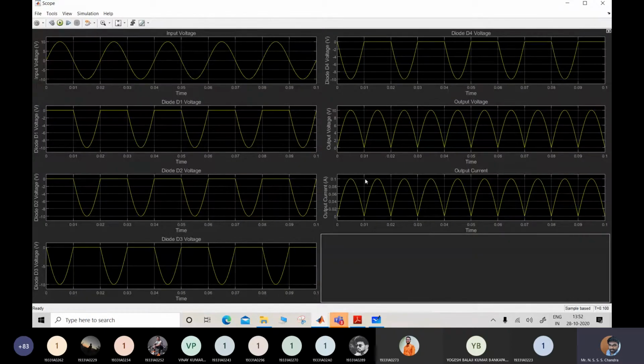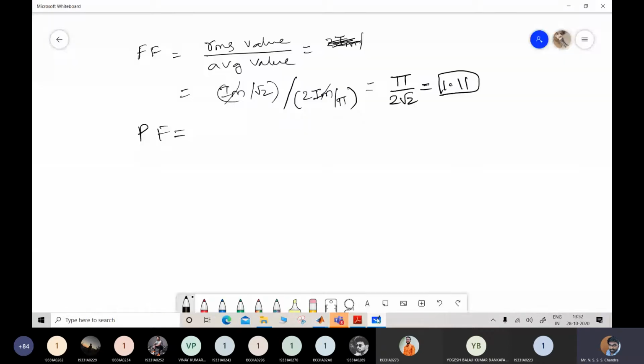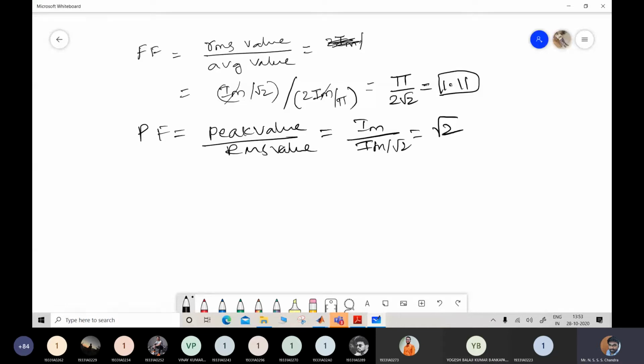Peak value is IM, and the RMS value for this waveform is IM by root 2. So what we'll be writing is peak factor is equal to peak value by RMS value, equal to IM divided by IM by root 2, equal to root 2 or 1.4. This is the peak factor.